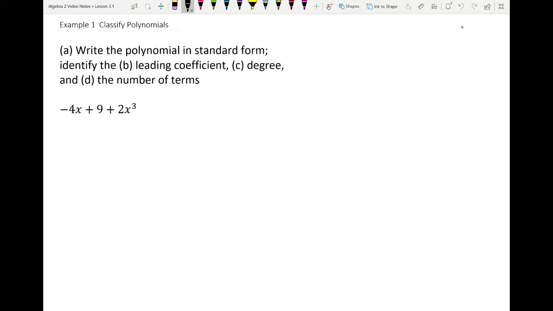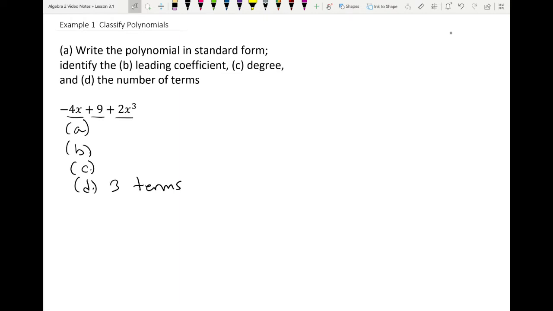All right, so let's classify polynomials. Write the polynomial in standard form, identify the leading coefficient, the degree, and the number of terms. So for part D, this right here, there are 3 terms to this polynomial. So there's 1, 2, 3 terms. We have A, B, C, and D. So we'll just say that we have 3 terms.